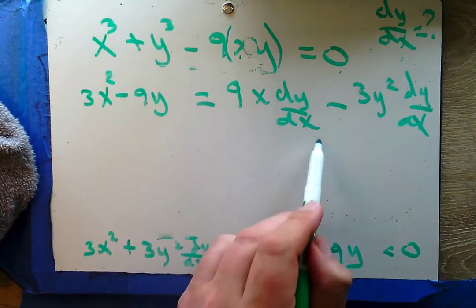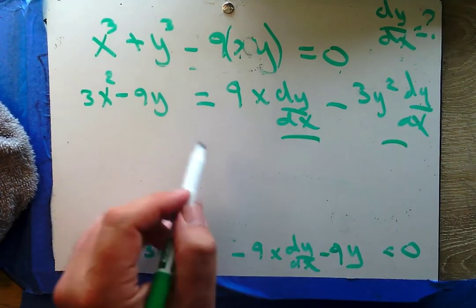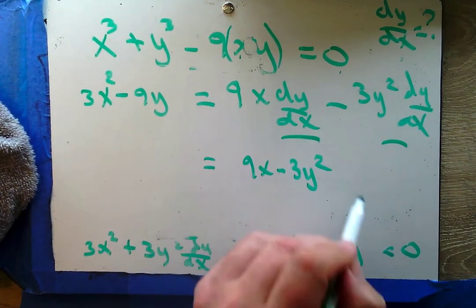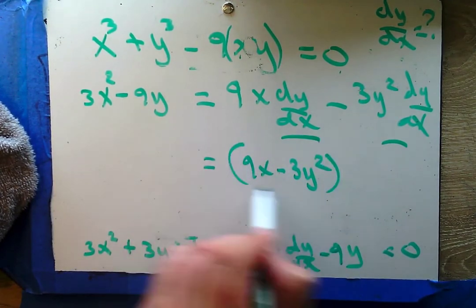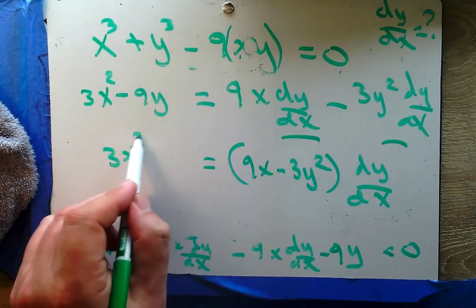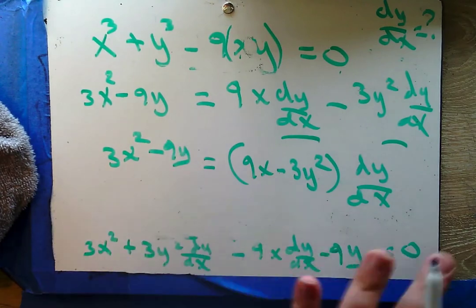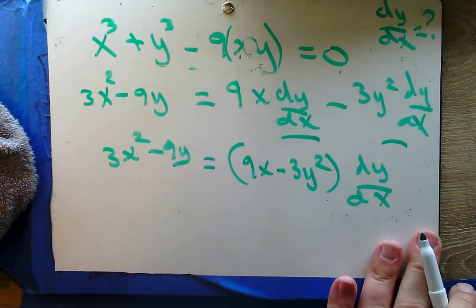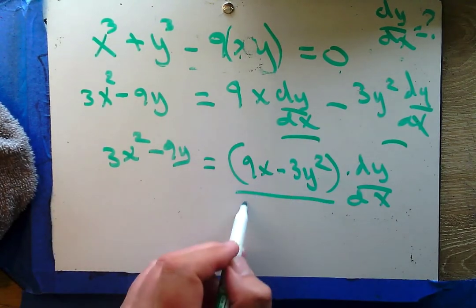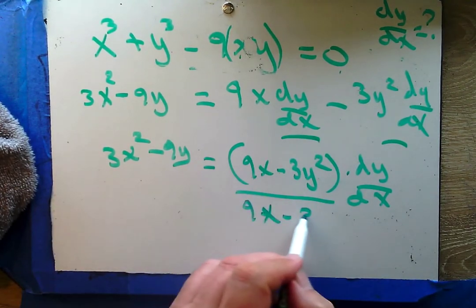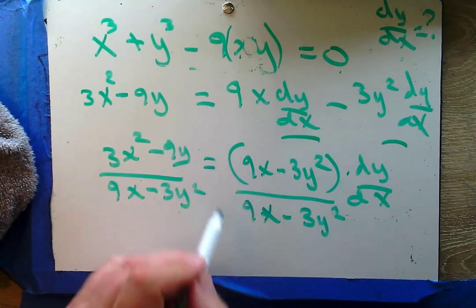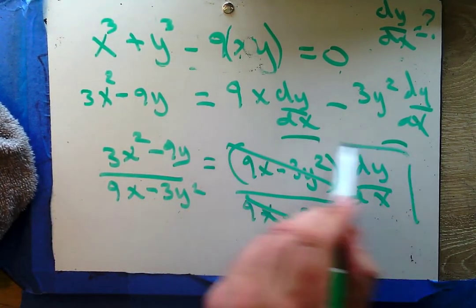Okay, so then, look, I could factor out a dy dx over there. 9x minus 3y squared dy dx. And since I'm solving for dy dx, I have to get rid of this stuff. It's all attached with multiplication. So I'm just going to divide both sides by 9x minus 3y squared. There's dy dx.